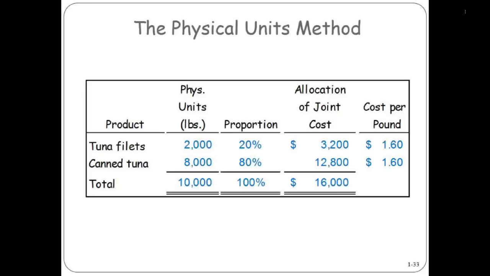the fillets are going to make you 60 cents a pound, and the canned tuna is going to make a nickel a pound based upon their selling values. Yes, that's what you're doing with physical units, or cost per whatever unit of measure you're using.